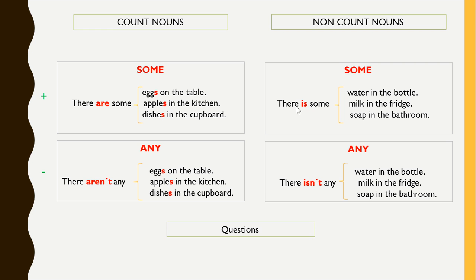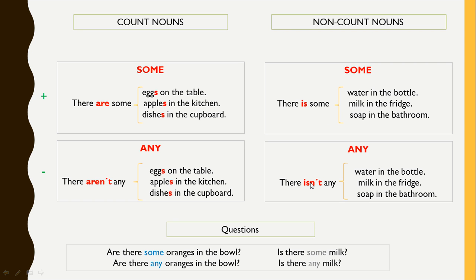And any, we use it with negative forms. Negative statements: there aren't any eggs. There aren't any apples. There aren't any dishes. We cannot say there aren't some, because some means something, that at least you have 1. But any means 0 quantity. So remember, plural for counts, and singular for non-counts.